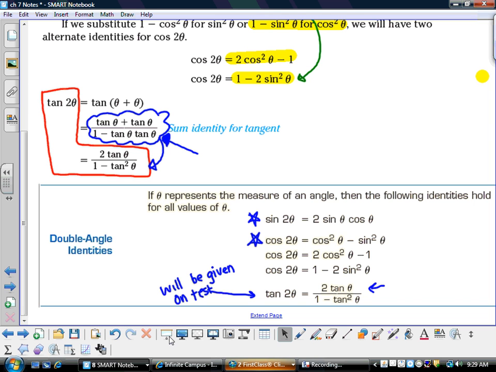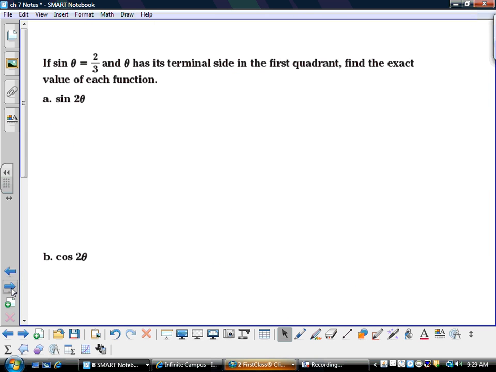Let's do some examples using this. So example 1, if the sine of theta equals 2/3 and theta has its terminal side in the first quadrant, find the exact value of each function. First value that we're supposed to figure out is the sine of 2 theta. So I'm going to start with the formula. The sine of 2 theta is 2 sine theta cosine theta. So that's going to be 2 times, the sine theta is 2/3. We know that. We were given that up in the problem.